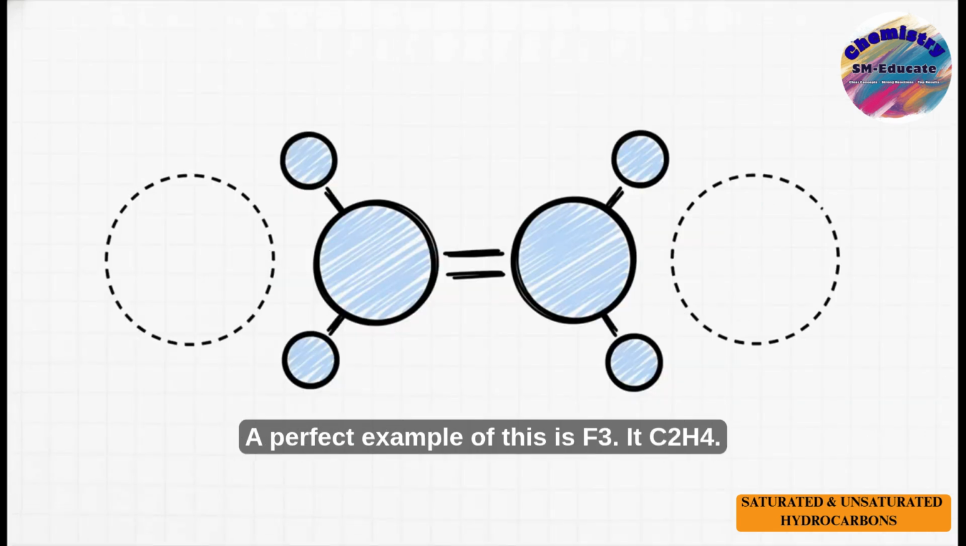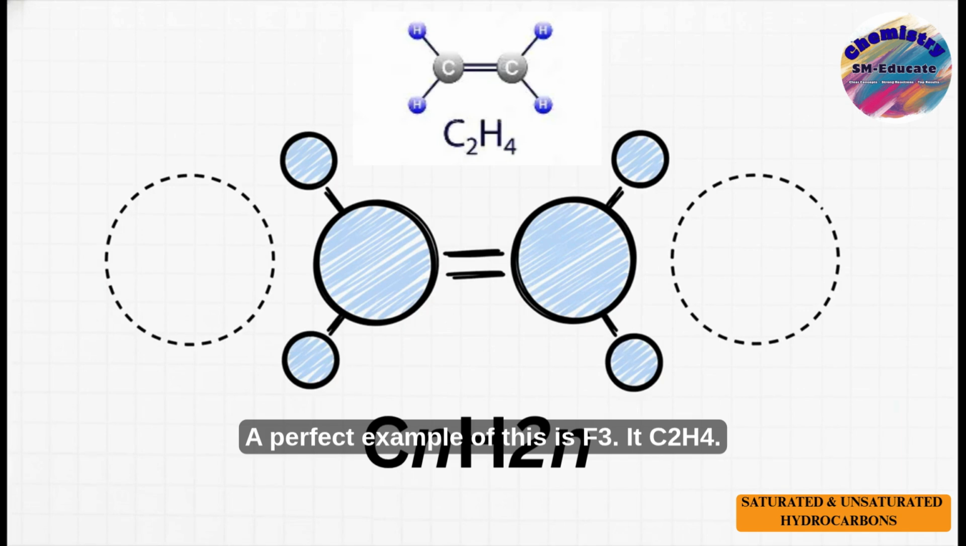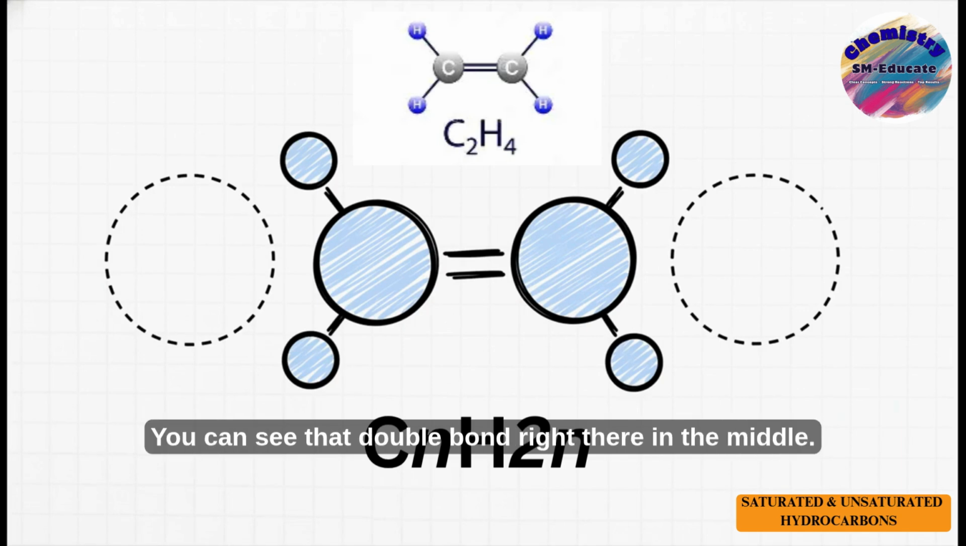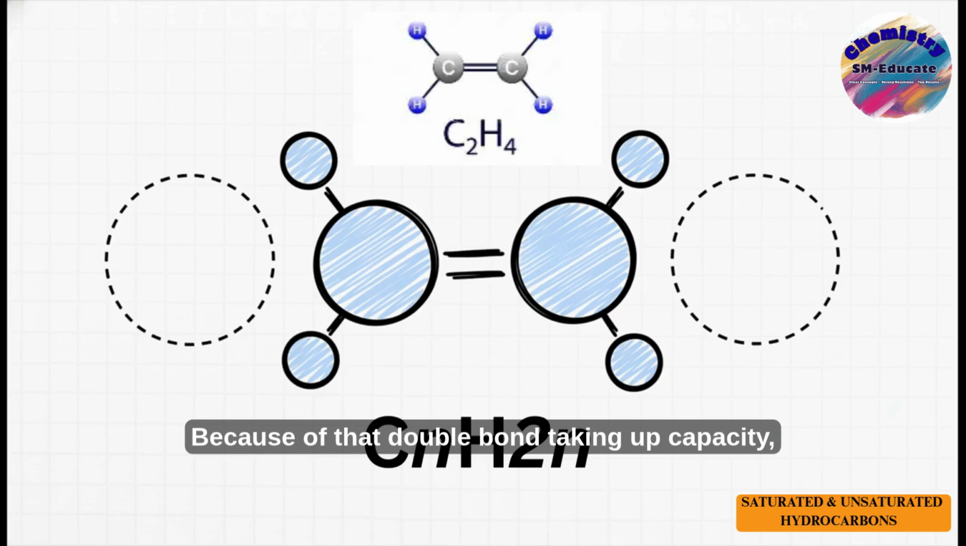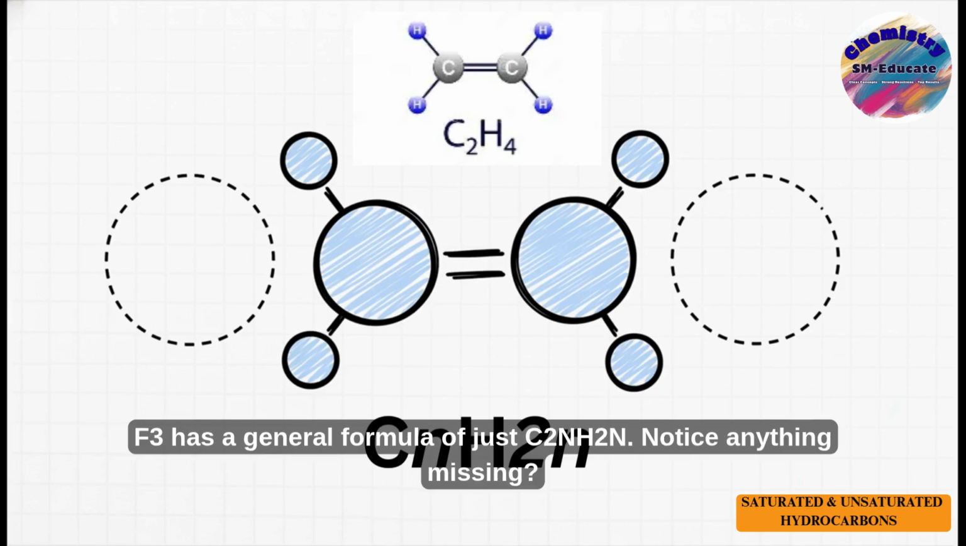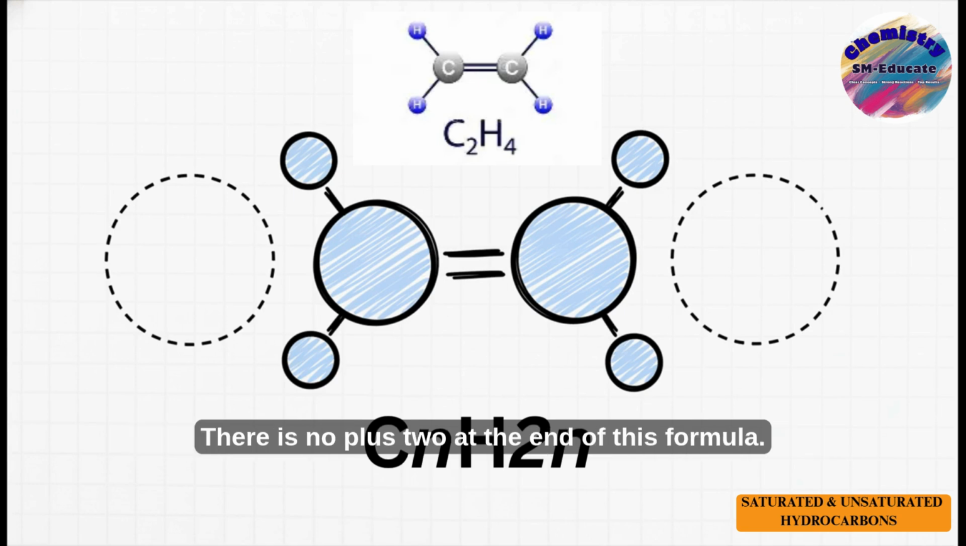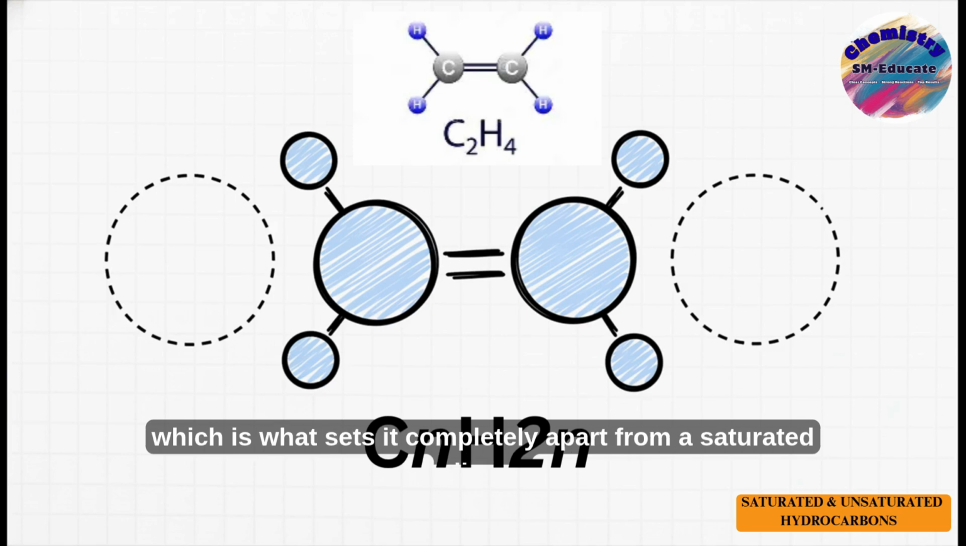A perfect example of this is ethene, or C2H4. You can see that double bond right there in the middle. It looks like an equal sign. Because of that double bond taking up capacity, ethene has a general formula of just CnH2n. Notice anything missing? There is no plus 2 at the end of this formula. That double bond means there's empty space. There's actual room to accept more hydrogen later on, which is what sets it completely apart from a saturated alkane.